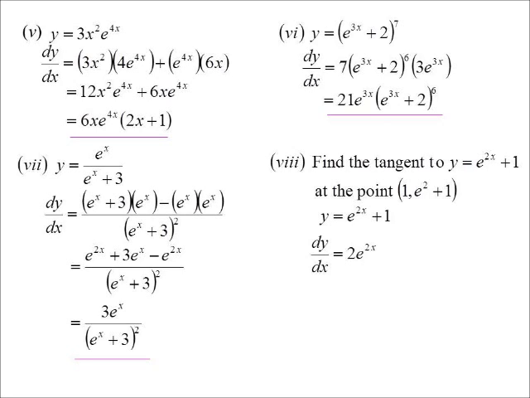So let's differentiate. e to the 2x plus 1, we differentiate it, 2e to the 2x. But that, of course, is not the slope of the tangent. Again, another classic mistake, especially when working with exponentials, is to leave that as 2e to the 2x.